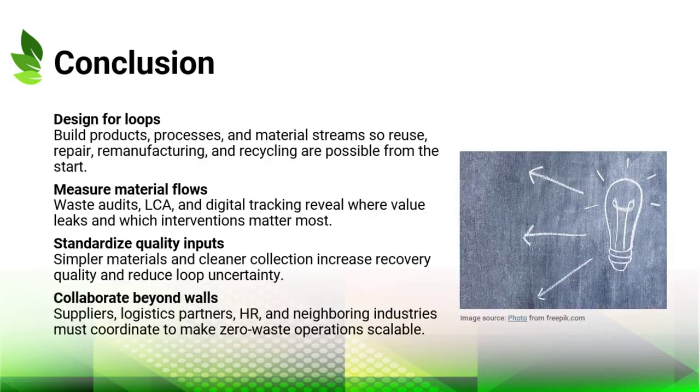The conclusion brings the chapter together in around 4 messages. First, design choices set the options. Modularity, design for disassembly, and early life cycle assessment determine whether repair, reuse, remanufacturing, and recycling remain feasible. Second, material simplicity sets quality. Monomaterials and homogeneous streams reduce sorting costs, property loss, and uncertainty in closed-loop recovery.